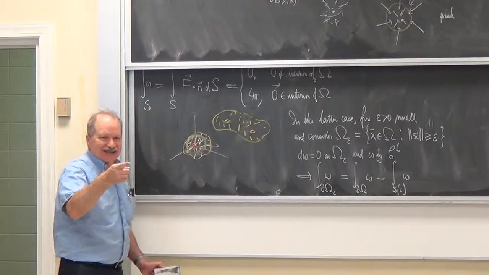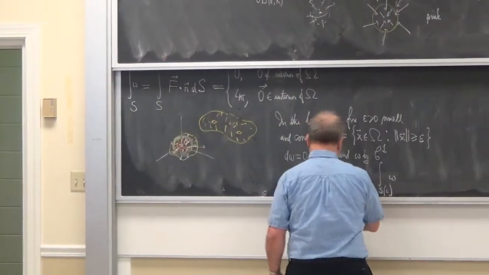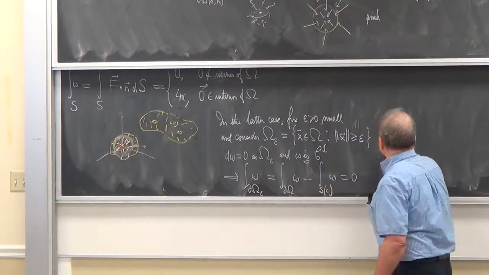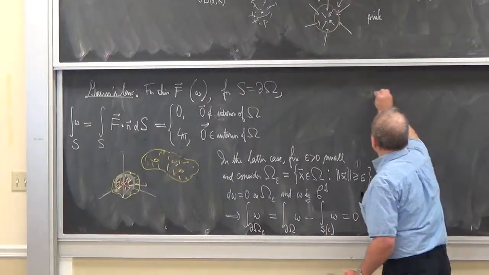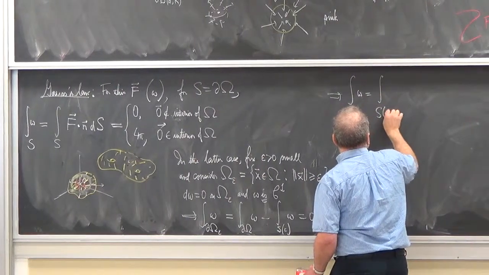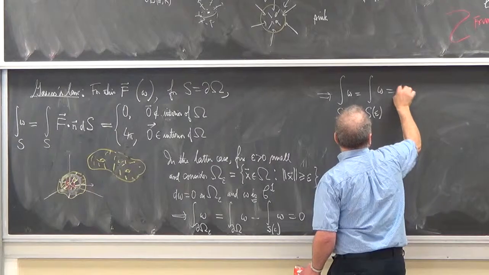You wanted to say something? Okay. And this is 0, so it tells you that the integral over boundary omega, which is S, is the same as integrating over the sphere of radius epsilon, which we said was 4 pi.